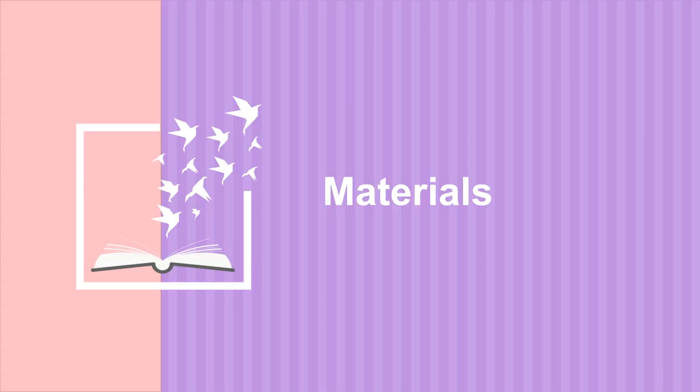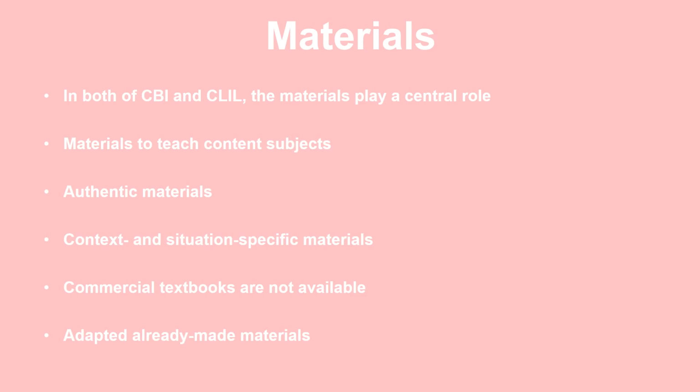Materials. In both CBI and CLIL, the materials play a central role and are specially designed. Materials used to teach content subjects come in a variety of different forms of authentic materials. Because context and situation-specific materials are required with both approaches, commercial textbooks are not usually available. Already-made materials can be used in the classroom, but teachers need to spend a considerable amount of time developing and adapting existing learning resources.